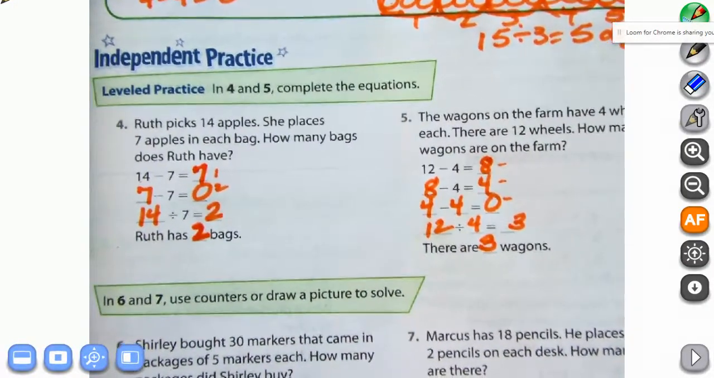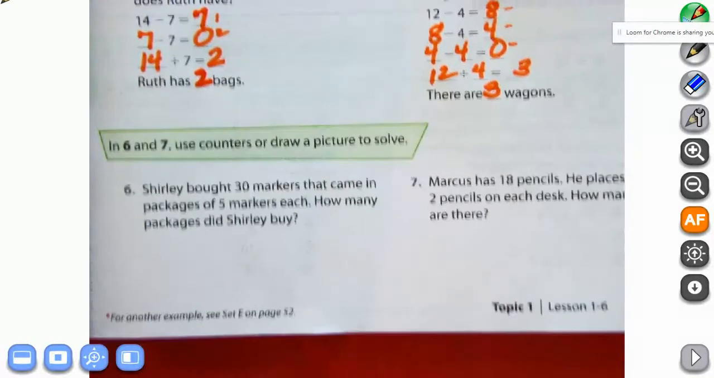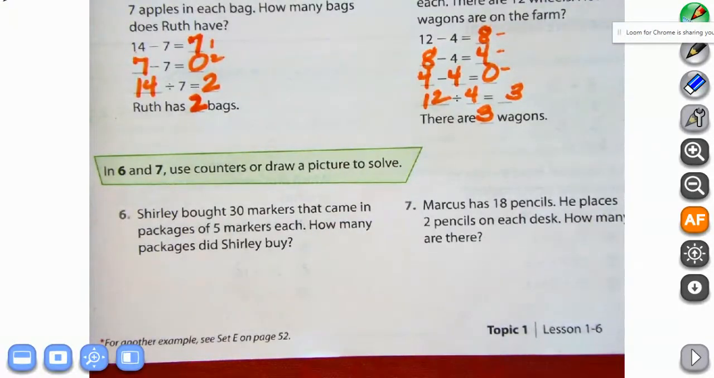So go ahead and pause if you haven't gotten all of that filled in, because you're going to need everything filled in, especially when you're using it for your homework. You can refer back to this. Your homework should be very similar to this. Number 6 and 7, use counters or draw a picture to solve.